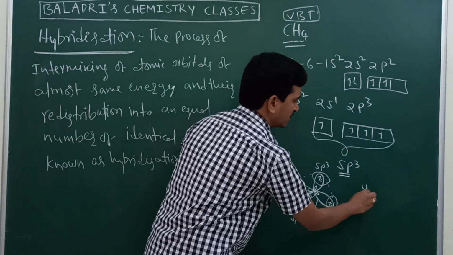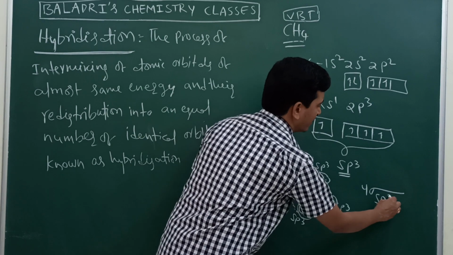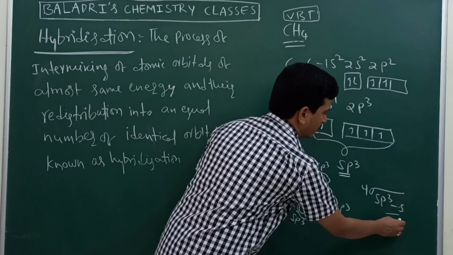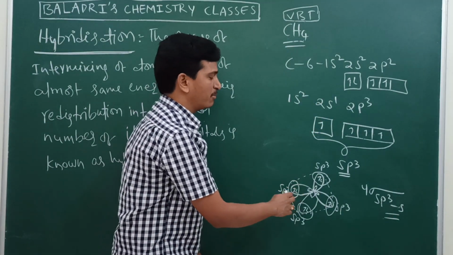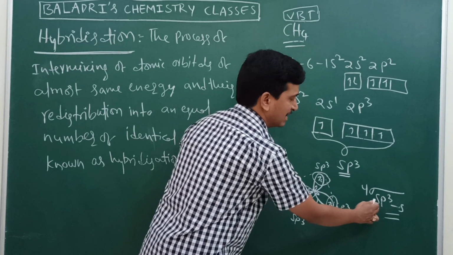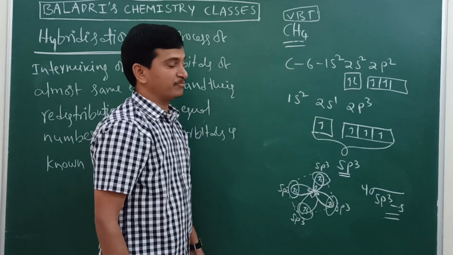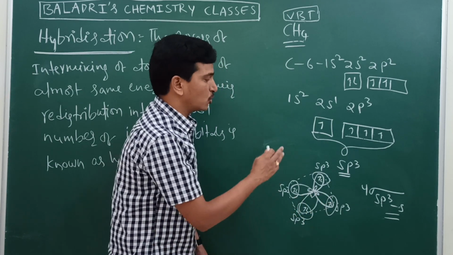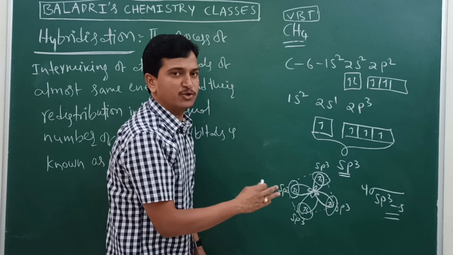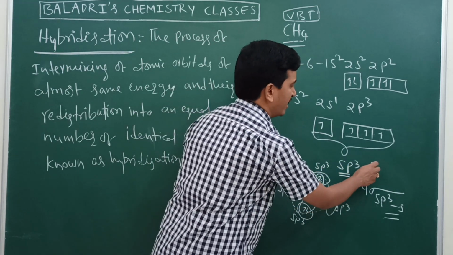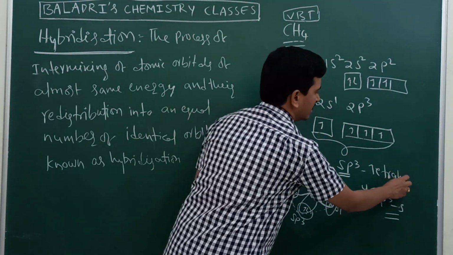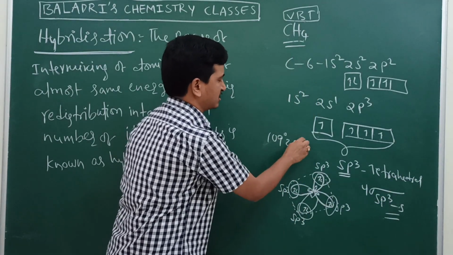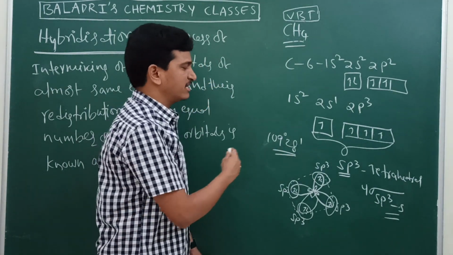All these 4 sigma bonds are formed by what type of overlapping? sp3 hybridized orbitals of carbon with s orbitals of hydrogen. Like this, all 4 bonds are formed by the same overlapping, that is sp3-s overlapping. Whenever the hybridized orbitals move into different orientations, each hybridization has a unique shape and unique bond angle. So in sp3 hybridization, the shape of the molecule is tetrahedral, and the bond angle is 109 degrees 28 minutes. The bond angle is how much? 109 degrees 28 minutes.